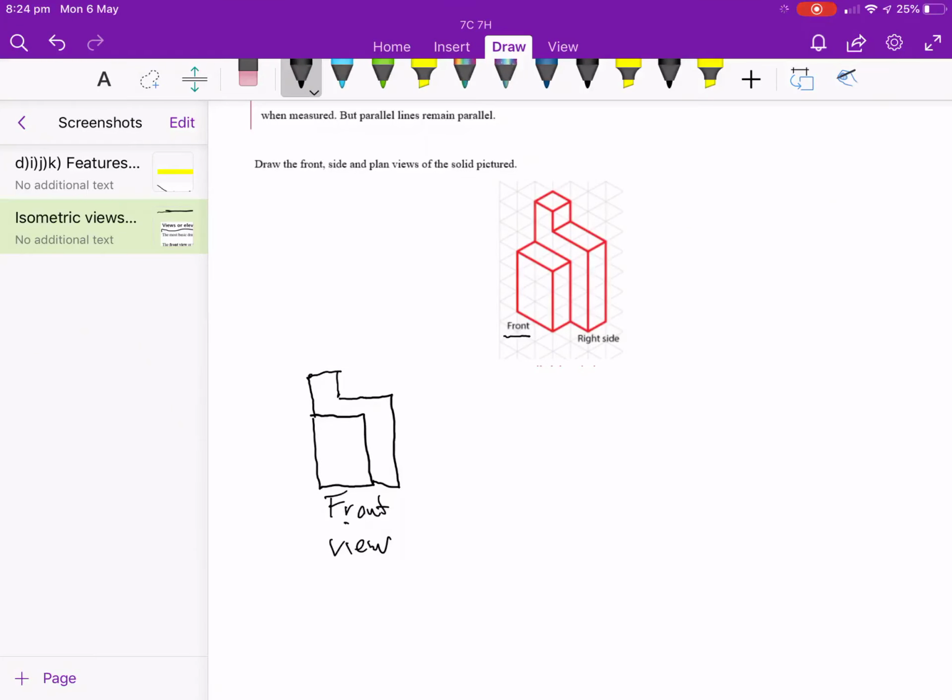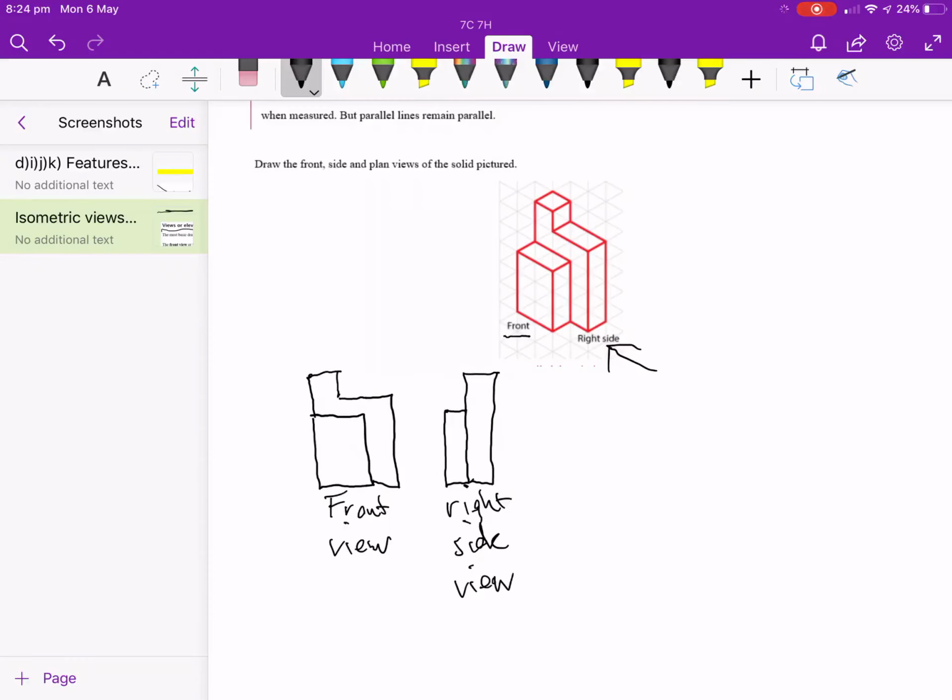Hopefully that looks right. Now, right side view. So I've been asked to draw a side view as well. I'd draw it the same parallel as this one, so it's down 3, 1 square wide, and then the next one goes up another 1, 2 squares higher, and 1 square wide. That would be the right side view.